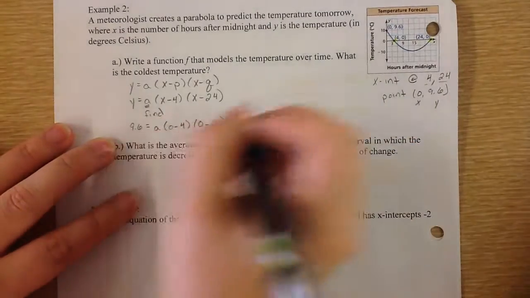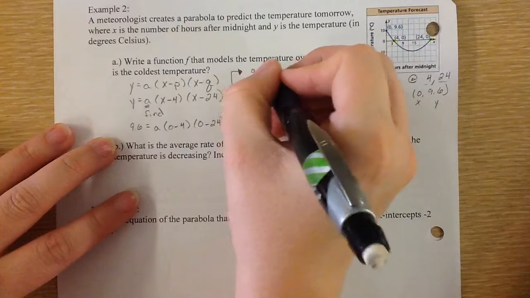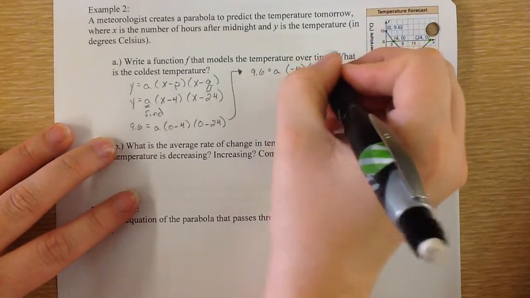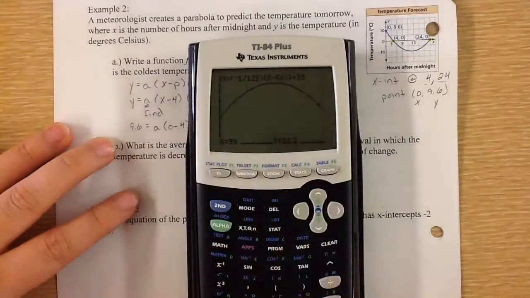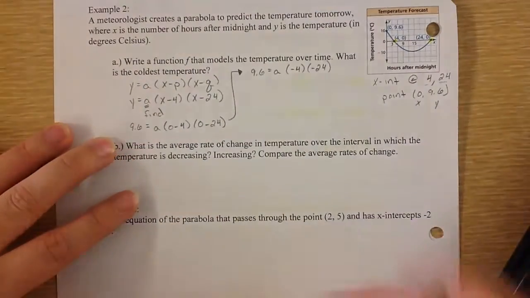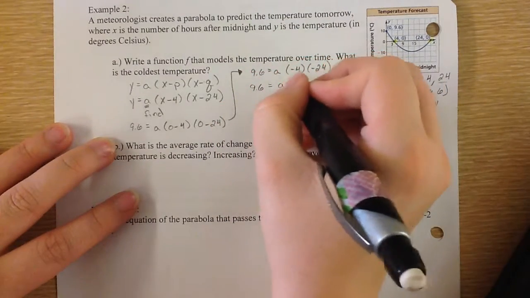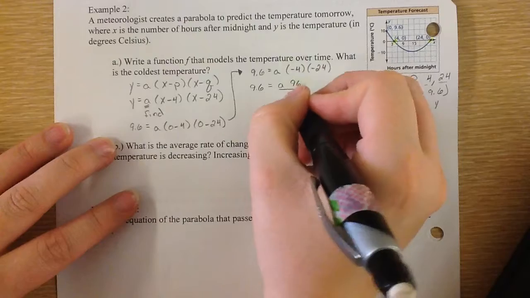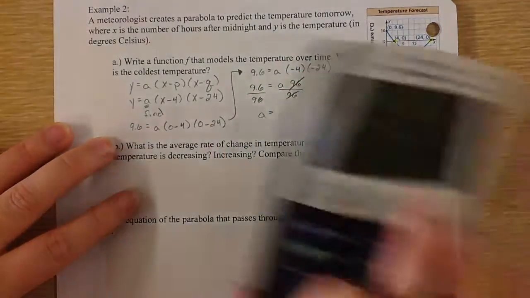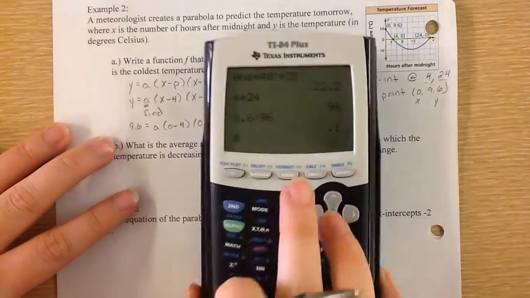Okay, let's simplify that. So we'd have 9.6 equals a times negative 4 times negative 24. So 4 times 24, I don't know that one, is 96. So we'd have 9.6 equals a times 96. Divide both sides by the 96. So a equals 9.6 divided by 96, which is 0.1.